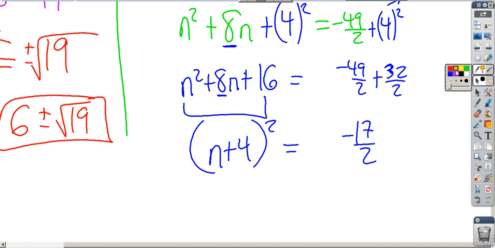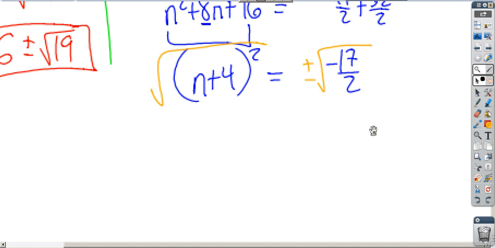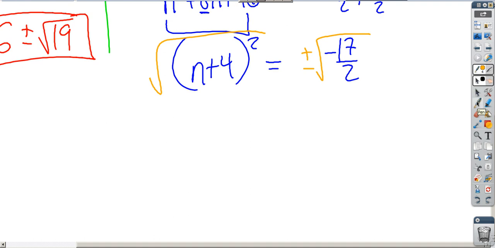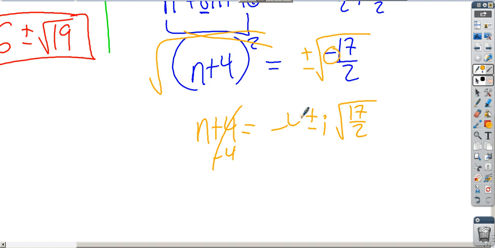We will square root both sides here, so that's square root and that's square root. This is a positive or negative that we could have got to square that. So squaring and square rooting cancel each other out. We get n plus 4. And then right here, because I have that negative, I want to pull out an i, because i is the square root of negative 1, so we get this right here. We'll subtract the 4 and subtract the 4.